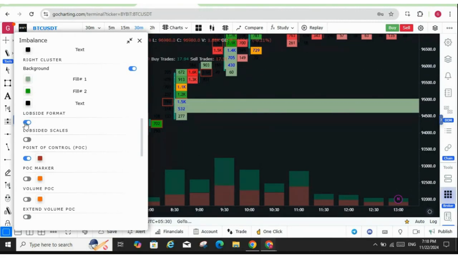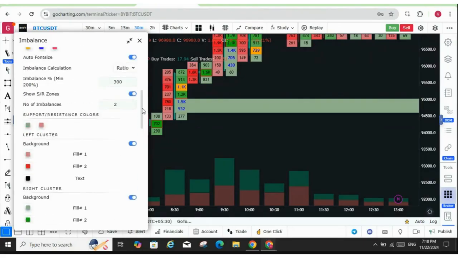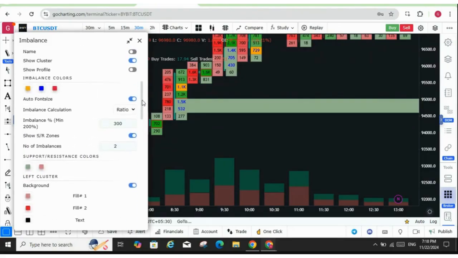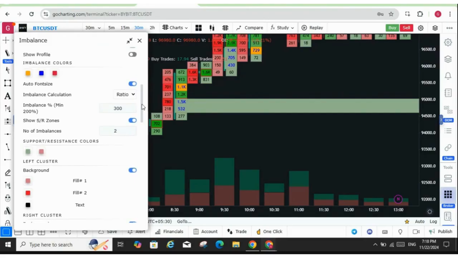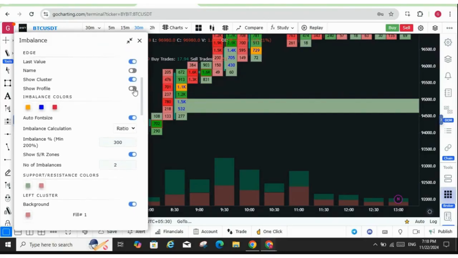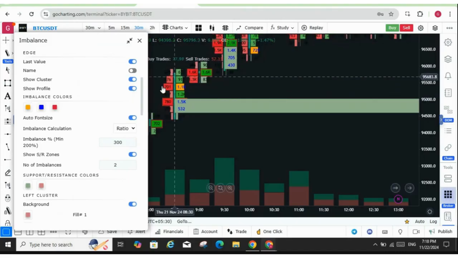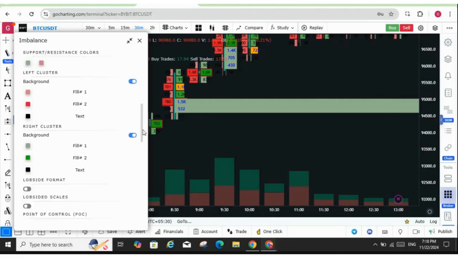Okay, also we have a very interesting feature which I did not tell you here. Where is that? Yes, show profile. So if you click on the show profile, now this is very interesting. You can easily find out where the maximum number of buyers are present inside a candle. Okay, so you should also switch on this.